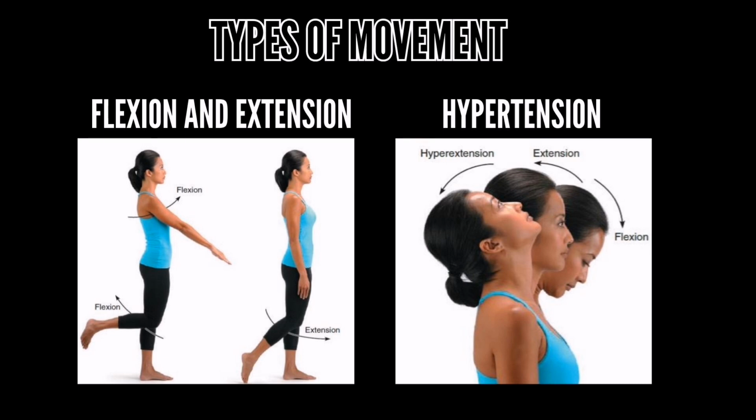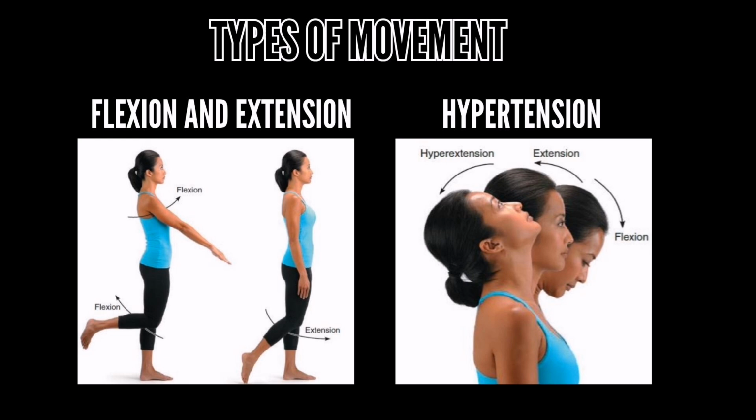What are the differences between these two joint movements? Flexion is a bending movement that decreases the angle of the joint to bring the articulating bones closer together. Extension is a straightening movement that increases the angle of the joint to extend the articulating bones.